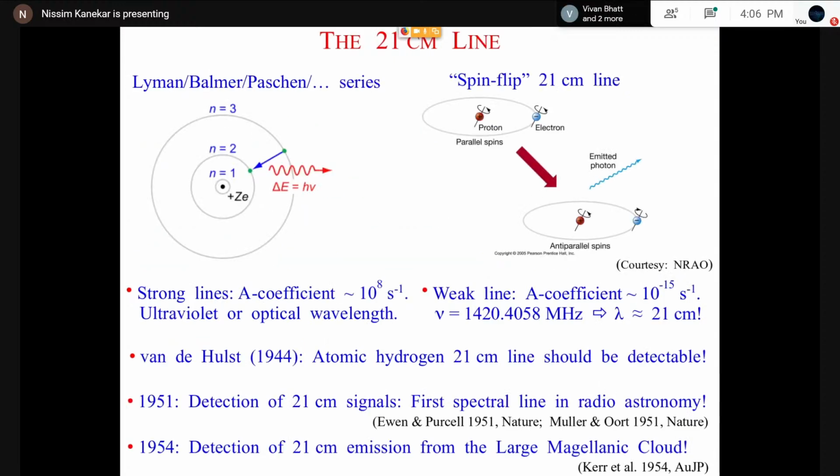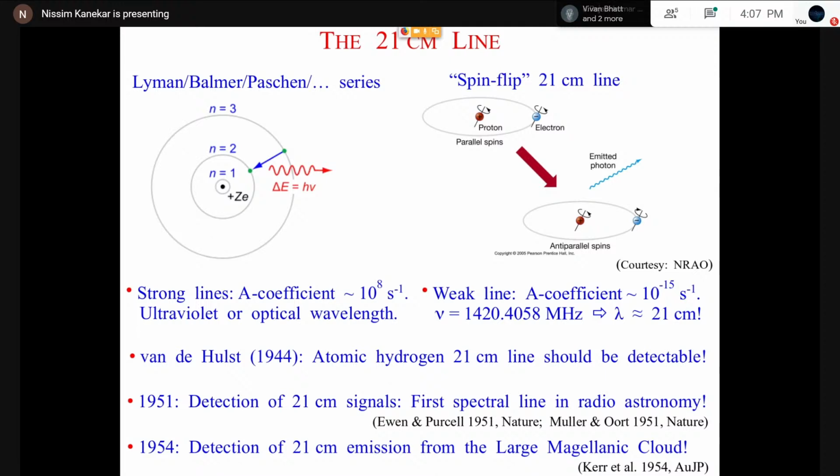So what is the 21 centimeter line? Of course the 21 centimeter line is a quantum mechanical transition. It corresponds to a jump that the electron does semi-classically inside an atom. And most of you will be familiar with the usual jumps from one principal quantum number level to another. For example, the Lyman-Balmer-Paschen series in atomic hydrogen, where, for example, in the Lyman series, the electrons jump from, say, n equal to 2 to n equal to 1.